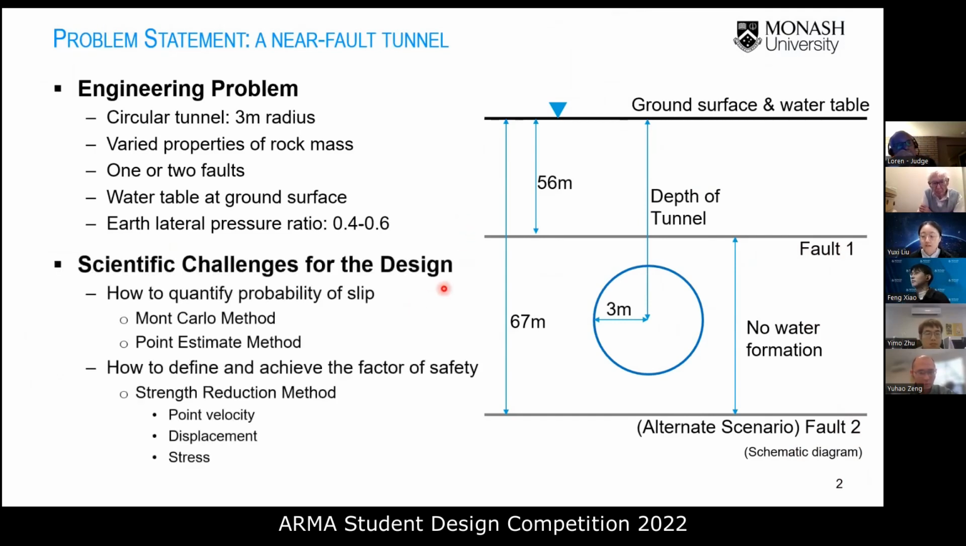In the meantime, there are 2 scientific challenges contained in this project. One of them is how to quantify the probability of the slip. So the Monte Carlo method and point estimate method as the 2 statistical methods are used in this project. And another challenge is about how to define and achieve the factor of safety. It is defined as the load carrying capacity of a system beyond what the system actually supports. And it is achieved by using the strength reduction method. The result of FOS could be driven by either the point velocity, displacement, or the stress. Those scientific problems will be further discussed in the following slide.